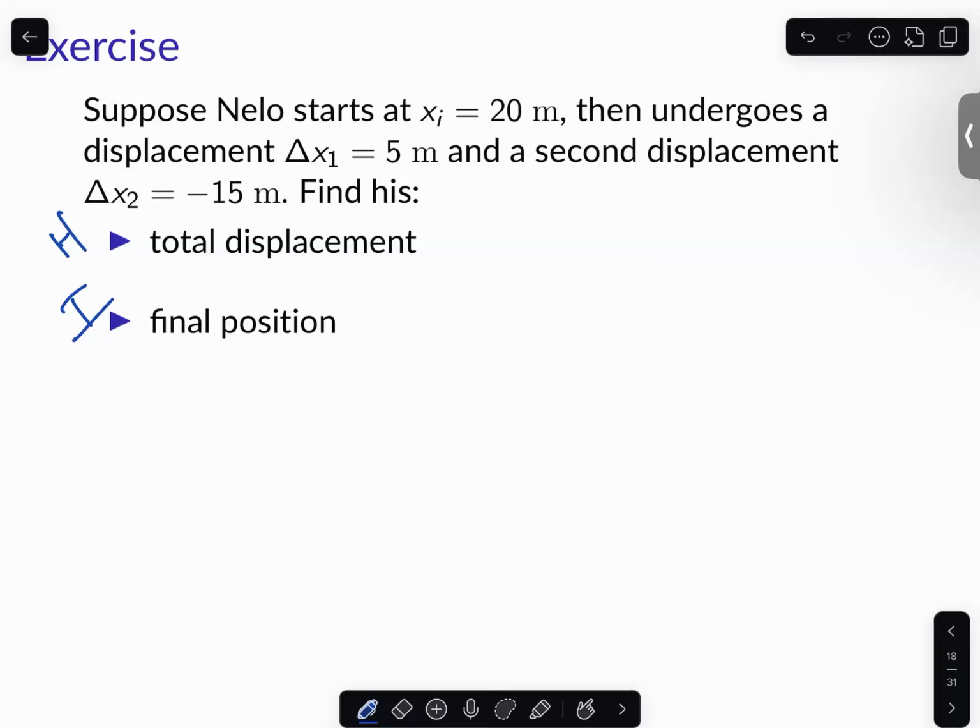Am I supposed to subtract? So if I displace forward 5 and then I displace forward 5, does that mean that I haven't displaced? If I move forward 5 and then move forward another 5, I've moved 10. It's not subtraction. Just add. Draw a number line with each individual displacement.